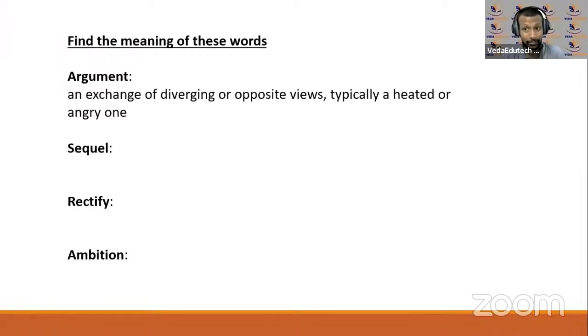Argument क्या होता है? एक झगड़ा जो हो जाता है, a heated conversation with one other person, right? An exchange of diverging or opposite views. Okay, typically a heated one and or an angry one. ठीक है, जो गुस्से से अगर आप किसी से बात कर लेते हैं, आप लोगों का अगर views अलग रहता है, ठीक है, positive view, negative view जो हम लोग कहते हैं, या फिर ideas अलग होते हैं, that is generally called an argument, right? वो हो जाता है argument.